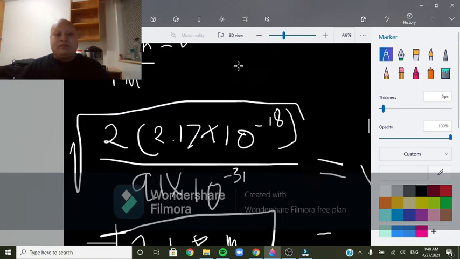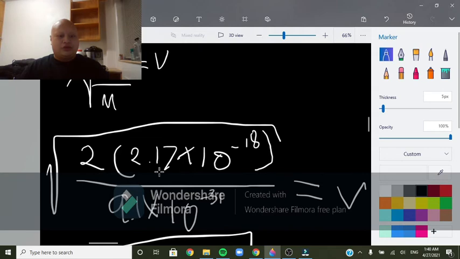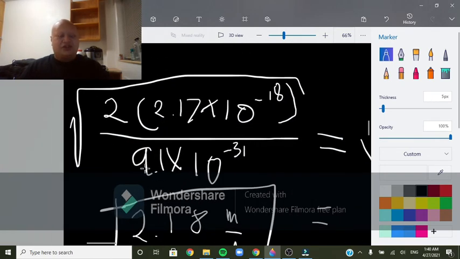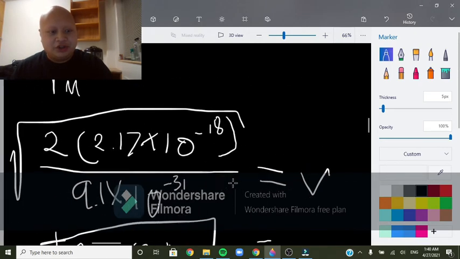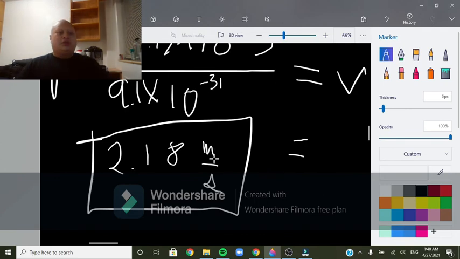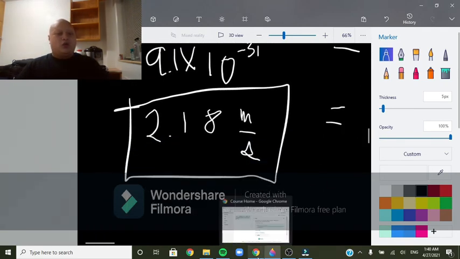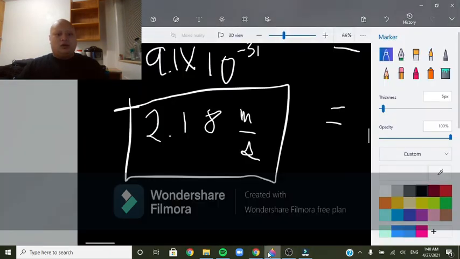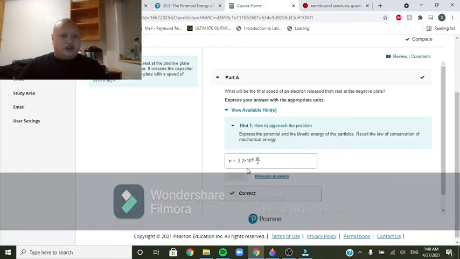So you get the square root of 2 times 2.17 times 10 to the negative 8 joules as calculated from earlier, and then we divide that by the mass of the electron, which is 9.1 times 10 to the negative 31. And then you get something like 2.18 meters per second. And that's the answer for problem 25.3. Even though when I put it to the 6th power, it's actually 2.18 times 10 to the 6th. And then this Mastering Physics thing, it's 2.2 times 10 to the 6th meters per second.